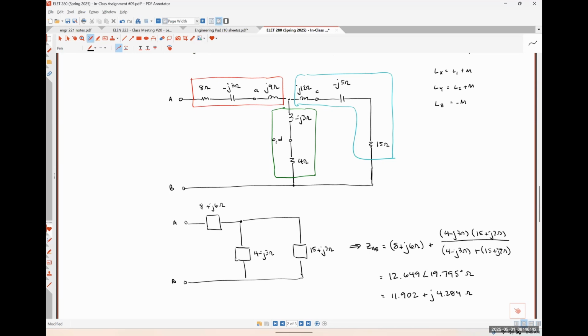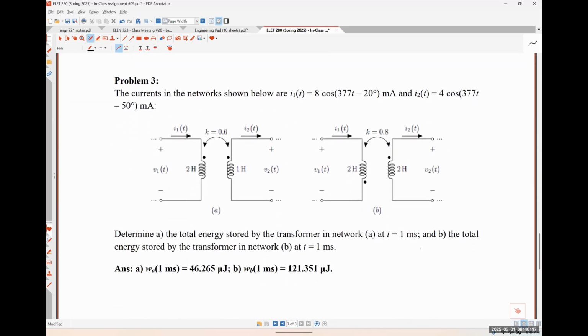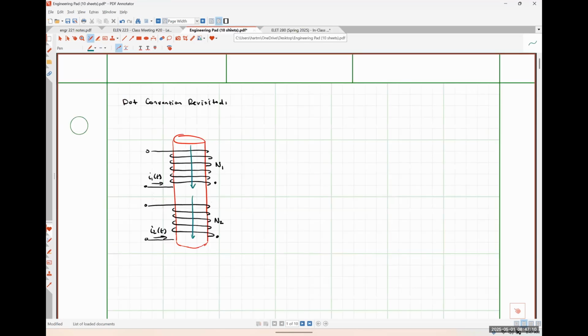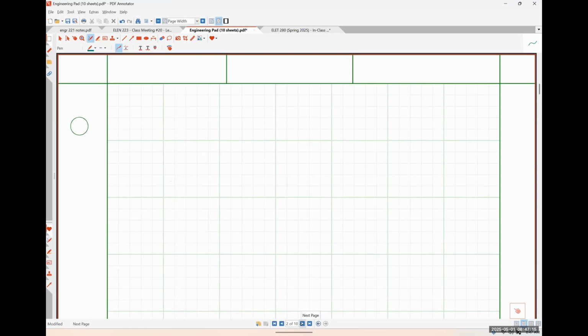All right. So the last example problem that we have for today is this situation here, where we've got some time domain currents flowing into different transformer configurations. And our ultimate goal is to find the energy stored in these systems. So we haven't talked about energy storage in a transformer just yet. So let's circle back over to notes and figure that out.